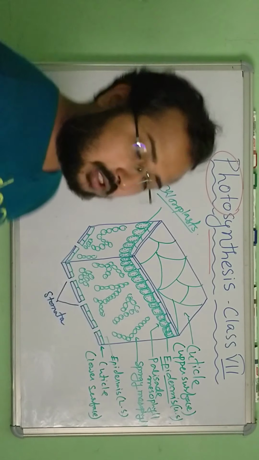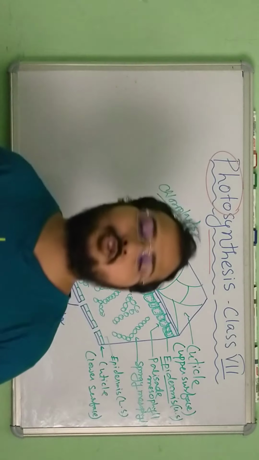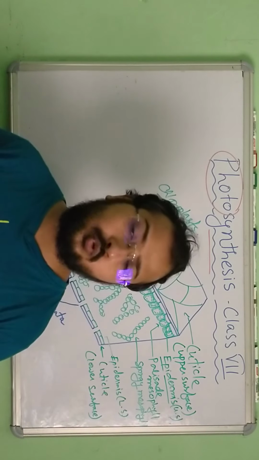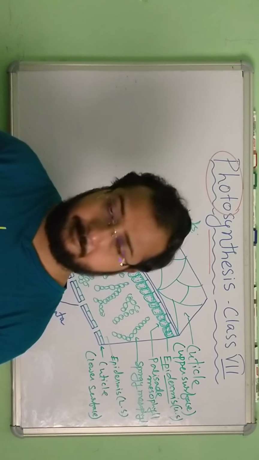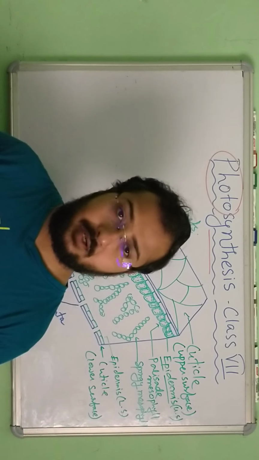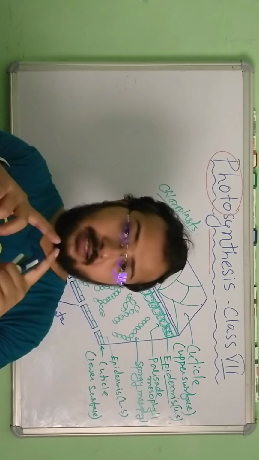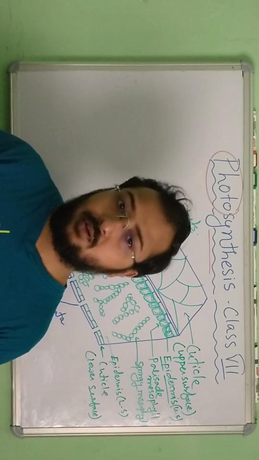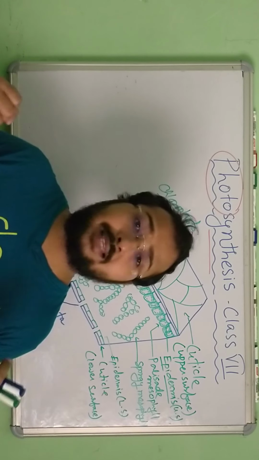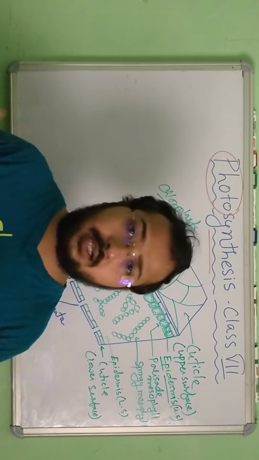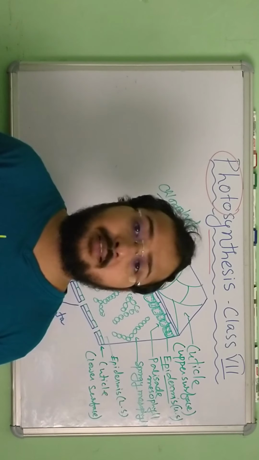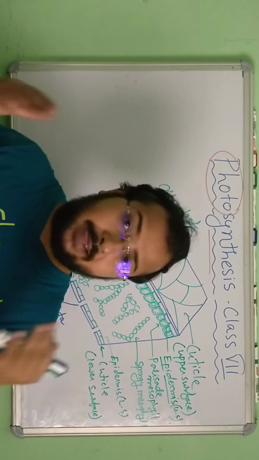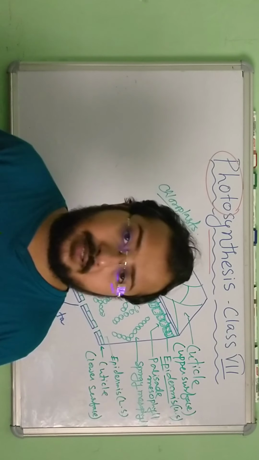Before going to the stomata, let me tell you, stomata are actually made up of two bean-shaped guard cells. Two bean-shaped guard cells, they form the stomata. Now there are two situations. When the cell sap enters into the guard cells, cell sap means what? Cell sap means water and minerals of the plant. When the cell sap enters into the guard cells, what happens?